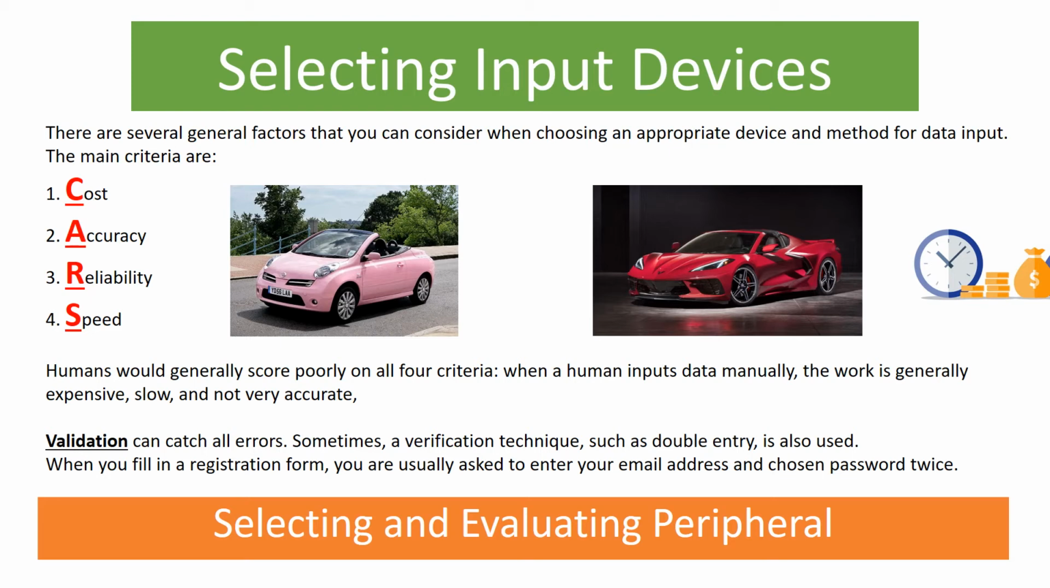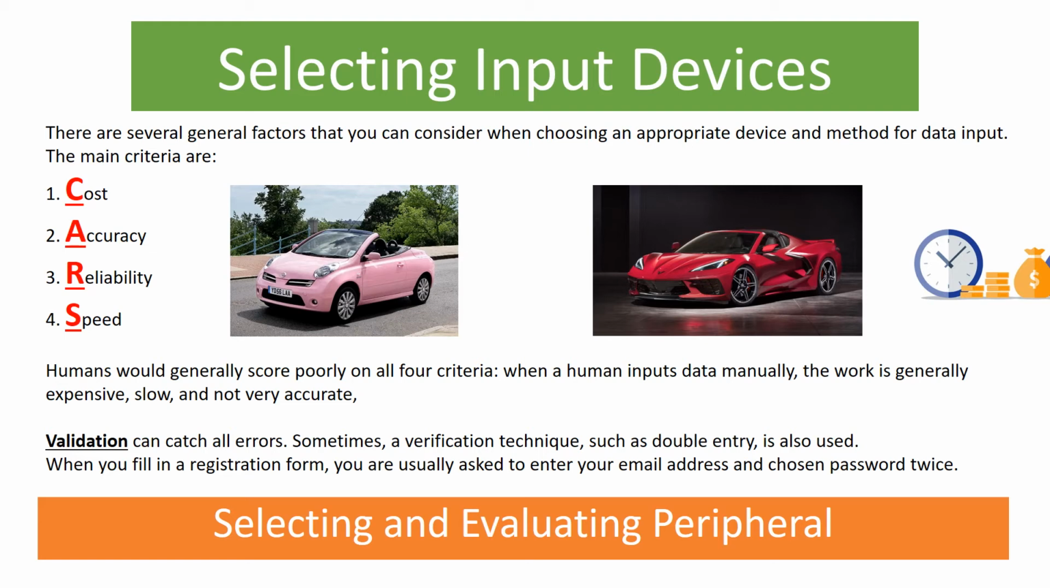Think about when you go to a supermarket. If the cashier had to type in every single thing that you bought, that would take a significant amount of time. Because that takes time, it's going to cost us more, and they might make mistakes. There's going to be more chance of errors.